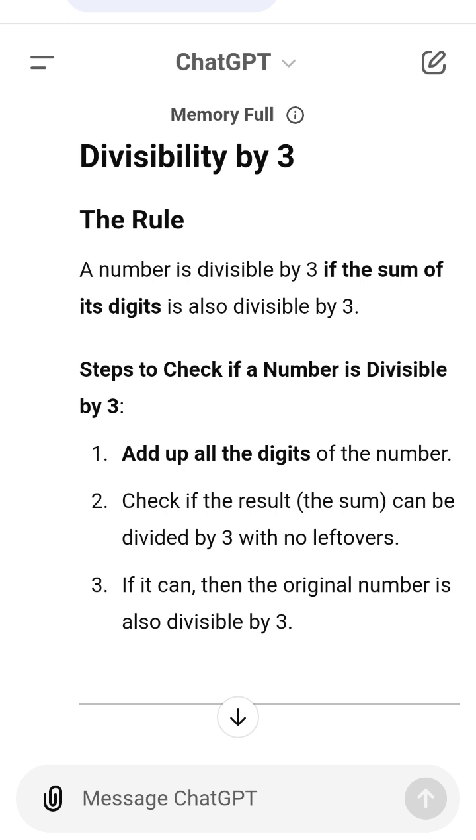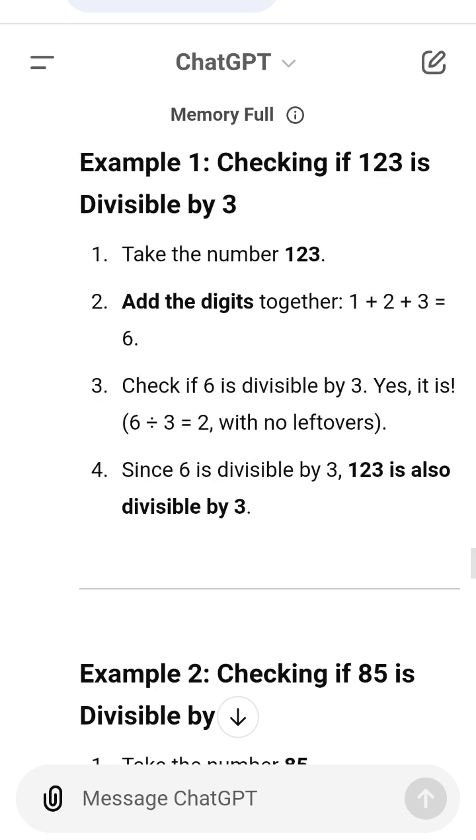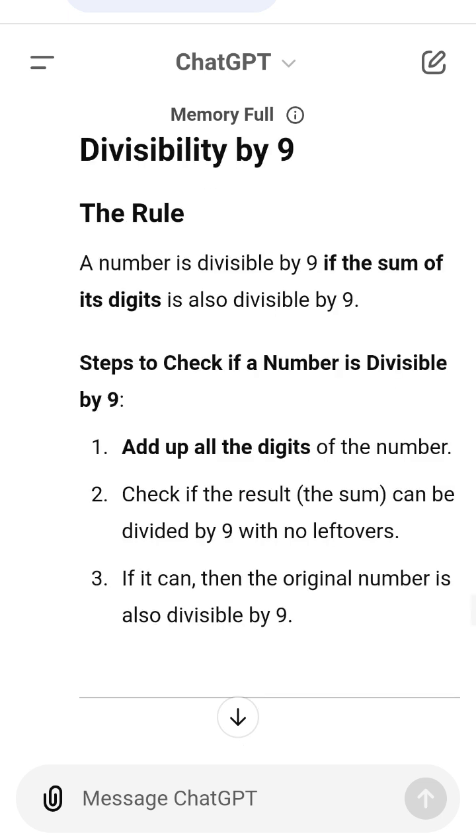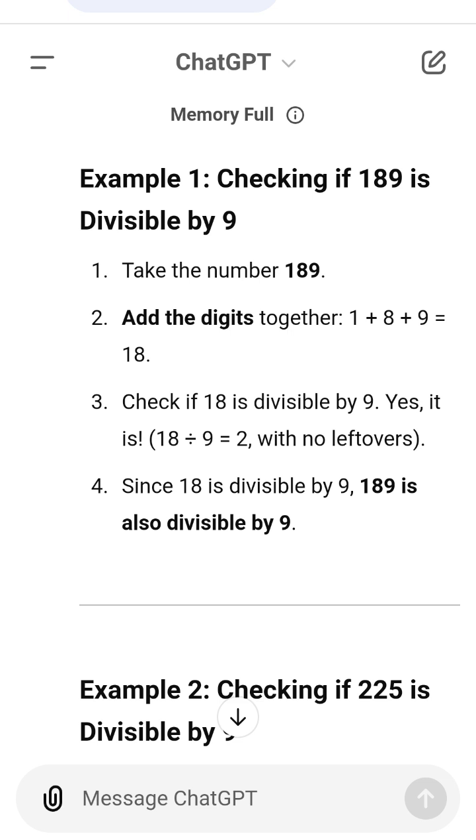Practice time! Let's try a couple more to make sure it's clear. 1. Is 72 divisible by 3? Add the digits. 7 plus 2 is 9. Is 9 divisible by 3? Yes. So 72 is divisible by 3. 2. Is 527 divisible by 9? Add the digits. 5 plus 2 plus 7 is 14. Is 14 divisible by 9? No. So 527 is not divisible by 9.